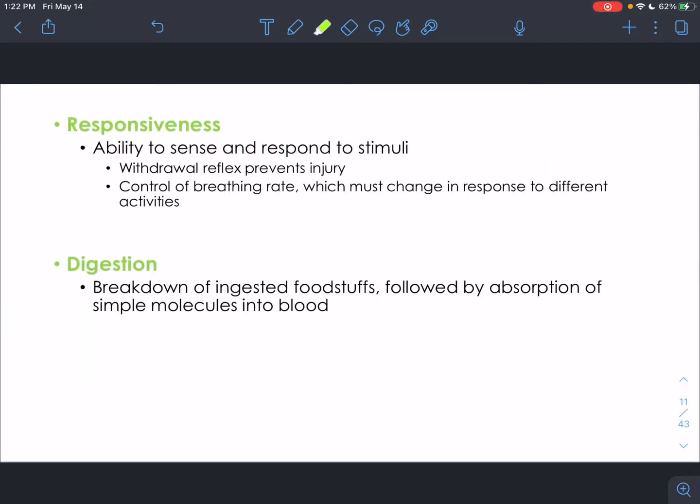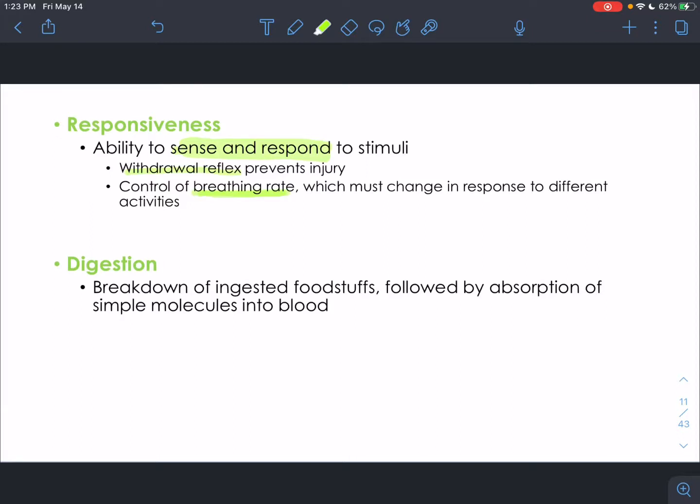Responsiveness, our ability to sense and respond to stimuli. We have things like the withdrawal reflex, where if we have our hand over something hot, we can pull it away. We sense that it's hot and we respond by moving our hand out of the way to prevent injury. But also this responsiveness controls a lot of these automatic functions that we don't think of, such as breathing rate, our heart rate, digestion, blood pressure. So our body senses different stimuli, responds, and can change these different things within our body.